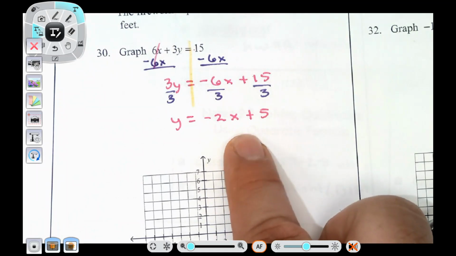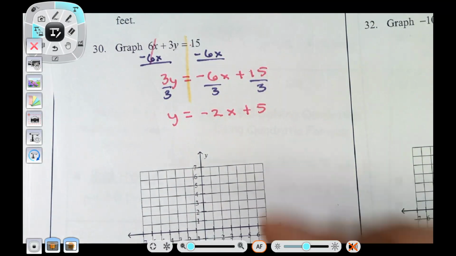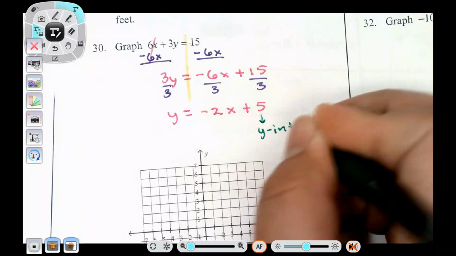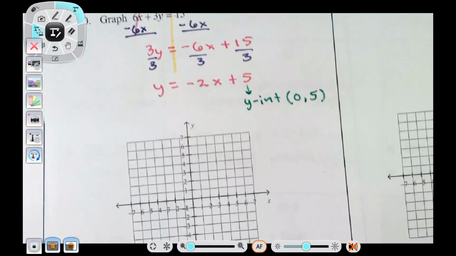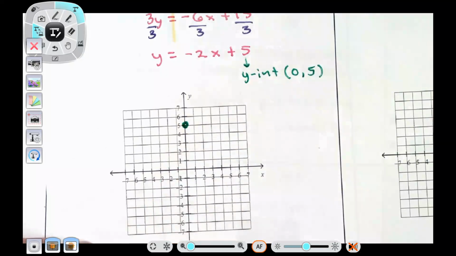Just in the last page, we graphed a line. Well, here's another graph for us. And remember what we said. This is my y-intercept. My y-intercept is 0, 5. Well, then go put that dot. We don't need that anymore. Right into the picture, 0, 5.